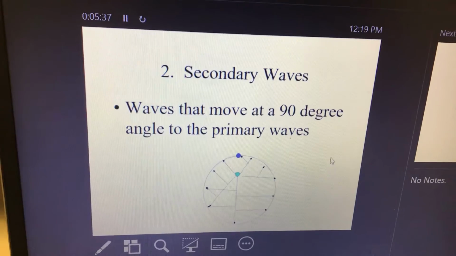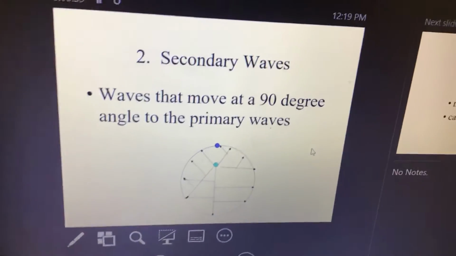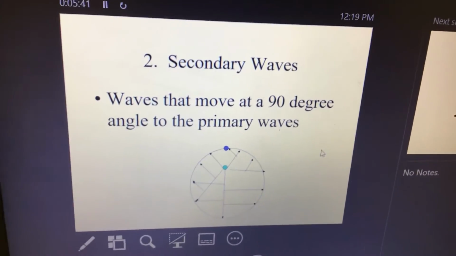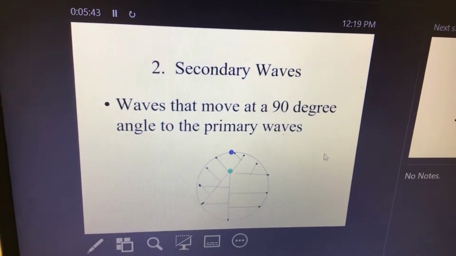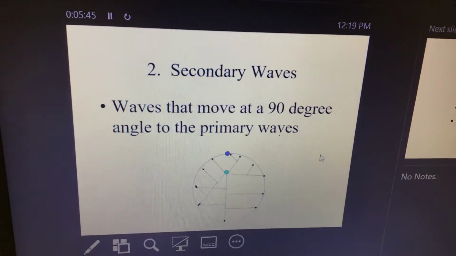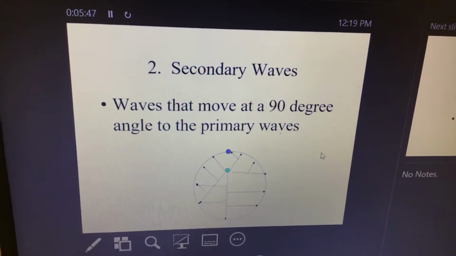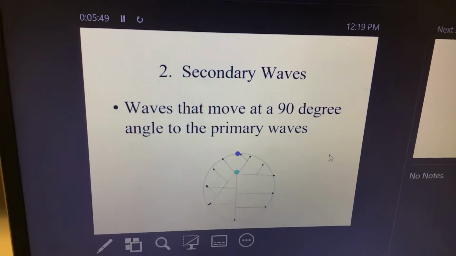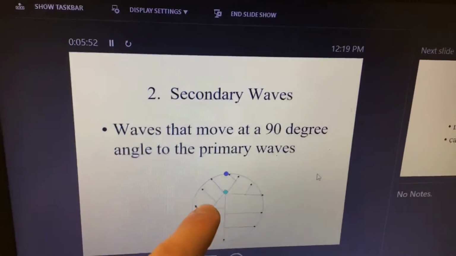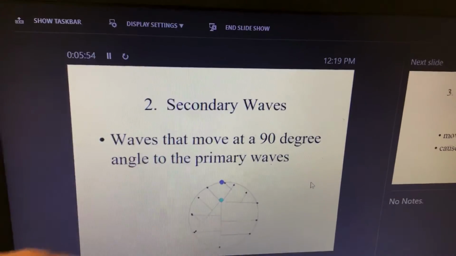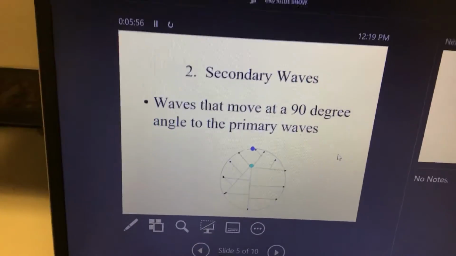Secondary is second. On your school profile, there's a secondary contact, which means if we can't get to the primary contact, who do we call next? These waves are going to branch off. They're not nearly as strong as the primary ones.